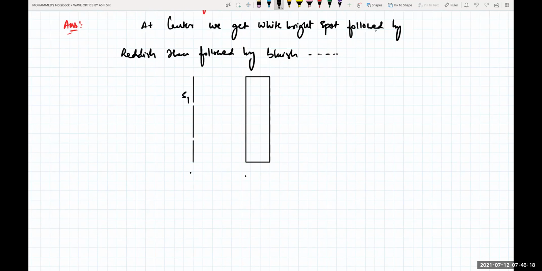This is your S1 and this is your S2. And this is your central maxima. That is a distance of capital D. So what is happening is your white light from this one, the red light is coming like this. And in the central part, we are getting a red color.